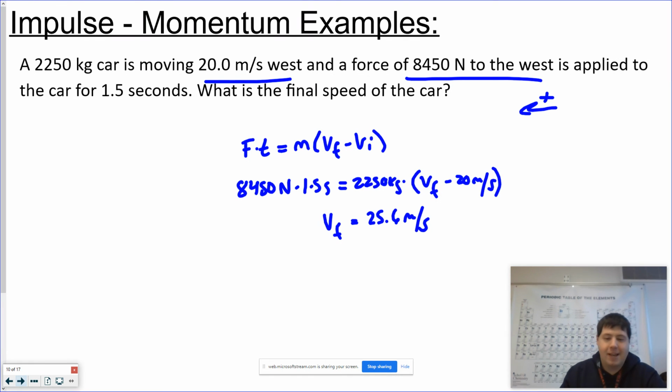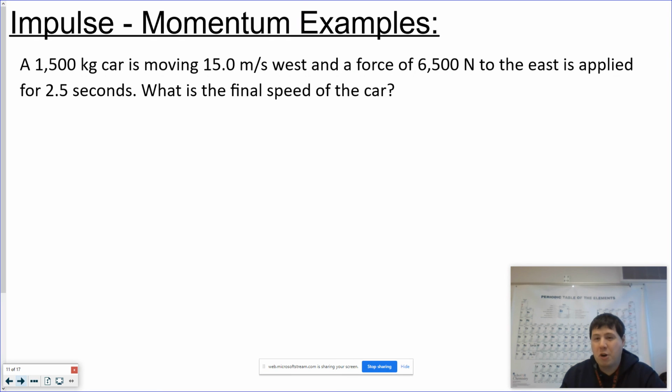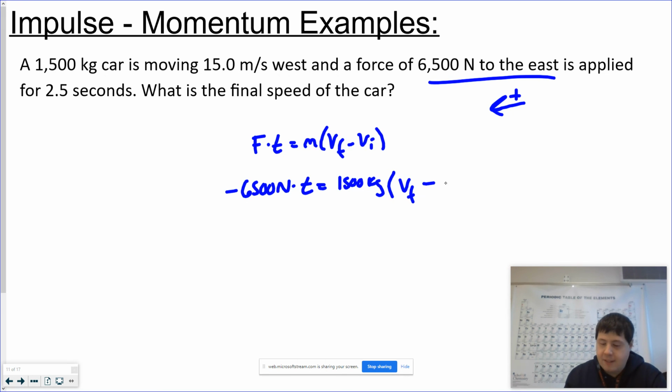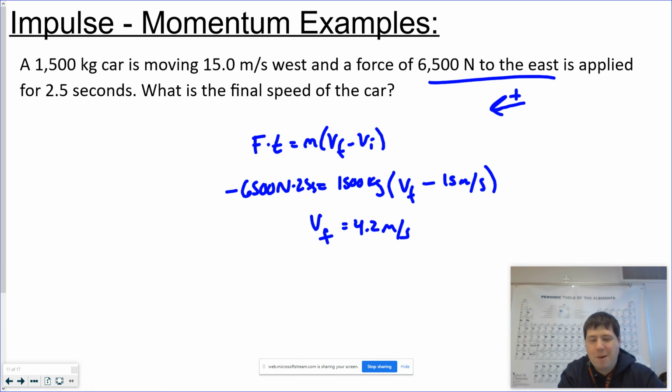Now, this next one says it's moving 50 meters per second to the west, and you're applying a force to the east, which means our car should slow down here. Again, I'm going to make west the positive direction. Same equation here. I know my force here is negative because it is in the opposite direction times the time. That equals my 1,500 kilograms times, I want to find Vf, minus the original 15 meters per second. Solving that out, I end up getting a Vf of 4.2. Oh, and sorry, I didn't put in the time. 2.5 seconds, 4.2 meters per second.